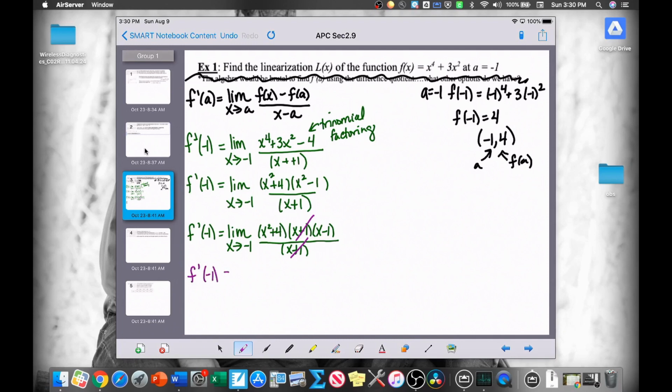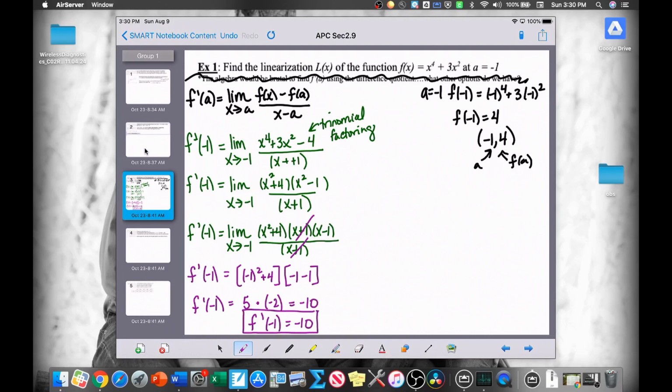So f prime of negative 1 is going to be what we get when we plug negative 1 in for x. So we're going to get negative 1 squared plus 4, that quantity times negative 1 minus 1. Which, when we do the math, negative 1 squared is 1 plus 4 is 5. So that gives me 5 times negative 1 minus 1, which is negative 2. 5 times negative 2 is negative 10. So that tells me that f prime of negative 1 is negative 10, which is going to be the slope of my linear approximation.